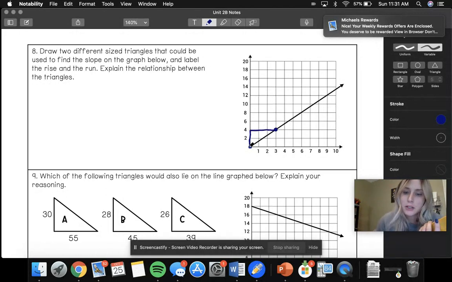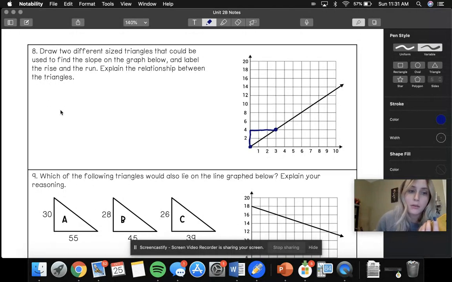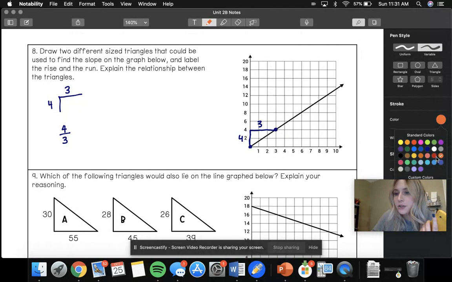Okay, so it looks like it starts at 0 and goes up to 4, or it has a scale of 2, so it goes up 2 boxes, or a rise of 4. And then the run starts at 0 and goes to 3, so it has a run of 3. As a ratio, it would have a rise of 4 and a run of 3, or a slope of 4/3.